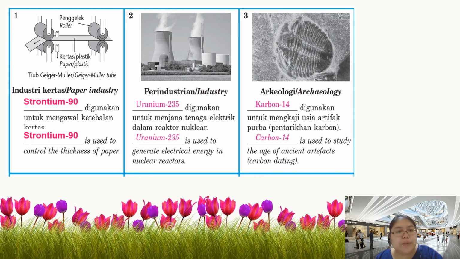Some examples here, you can see the industry. They want to detect the thickness of the paper. They use strontium-90. Strontium-90 is one of the isotopes. Okay, after that we have uranium, used in the nuclear reactor, the nuclear power station. After that we have carbon-14. Carbon-14 is used to study the age of ancient objects. That means for a human who died, they can detect how many years ago by using carbon-14.